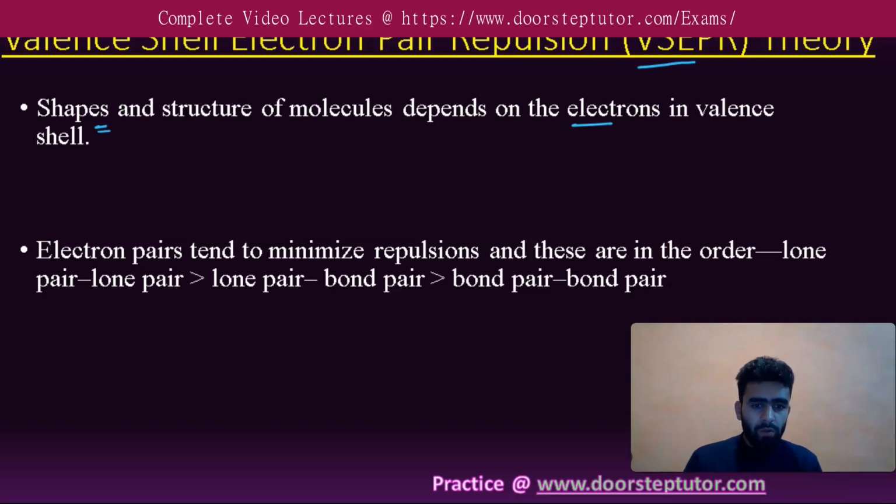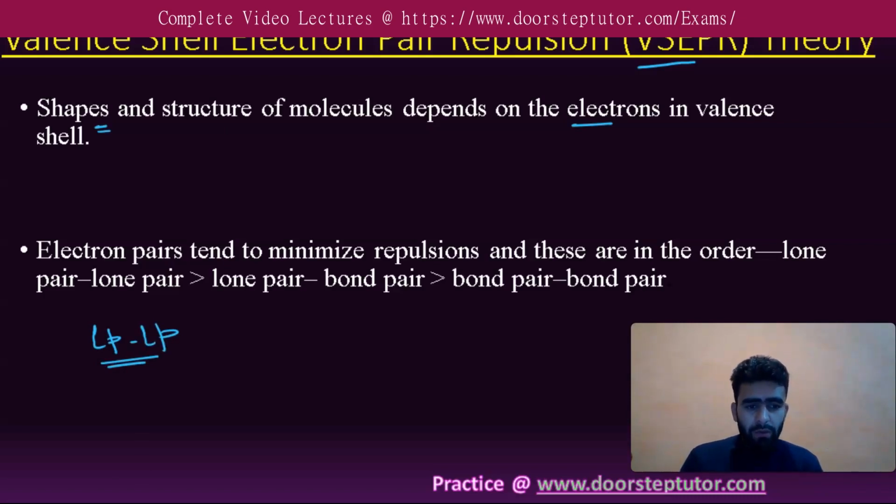So in order to minimize repulsion, the lone pairs should be away from each other, and lone pair and bond pair should also align themselves in such a way that the repulsion is minimum. So in the molecule, lone pair repulsion is maximum. Lone pair repulsion is maximum in the molecule.